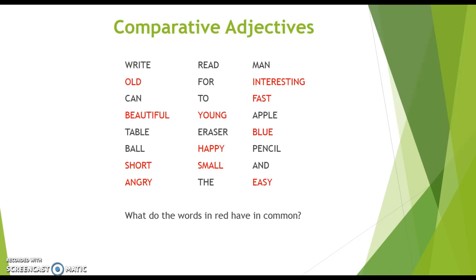Okay. On the screen you can see different words. Those words are parts of speech in English. So you can see verbs, nouns, prepositions, conjunctions, but what do the words in red have in common for you? You see old, beautiful, short, angry, interesting, blue, easy, etc.